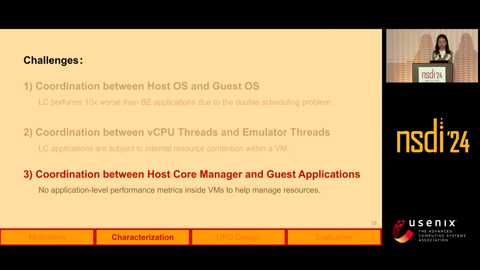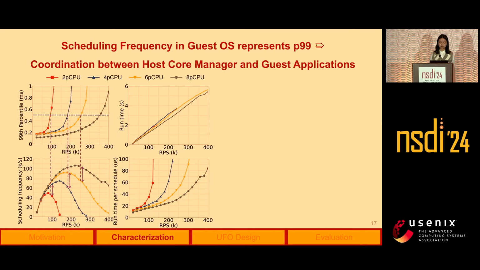We have now proposed two levels of coordination to optimize the performance of LC applications. How could we get the information of application-level performance? We need the third level of coordination between the host core manager and applications. We test memcached with increasing input load under different CPU counts.